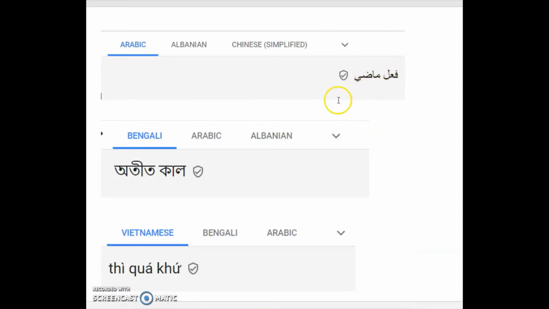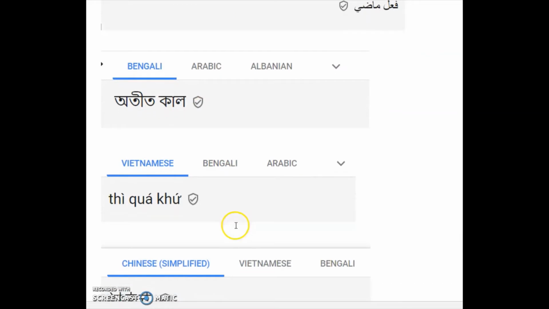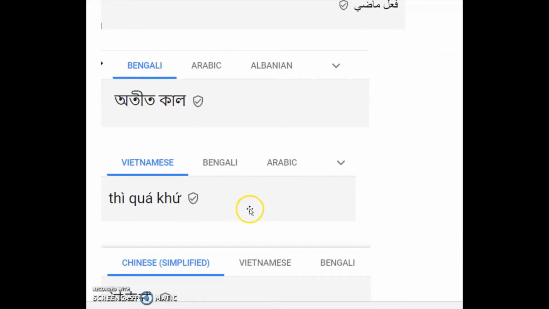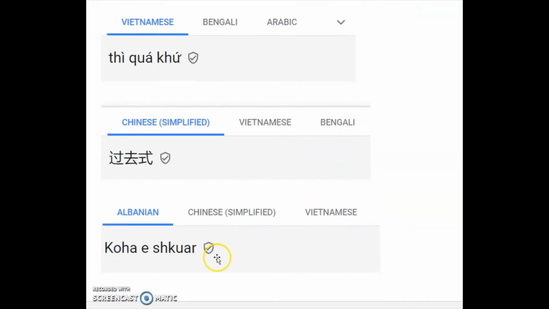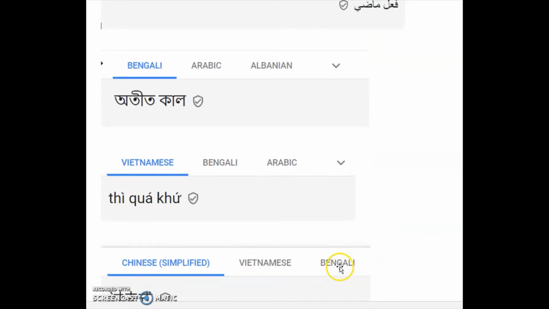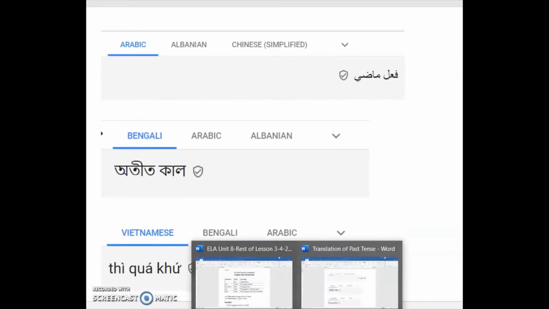Past tense in Arabic, فعل ماضي. Bangla. This is what past tense is in Bangla. Vietnamese, past tense. Chinese simplified. This is past tense. Albanian. This is what past tense means in your language. So I hope you all saw that.